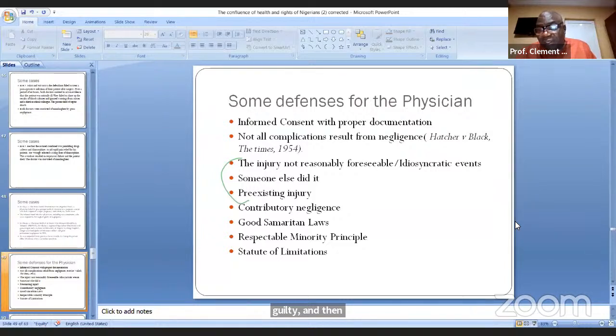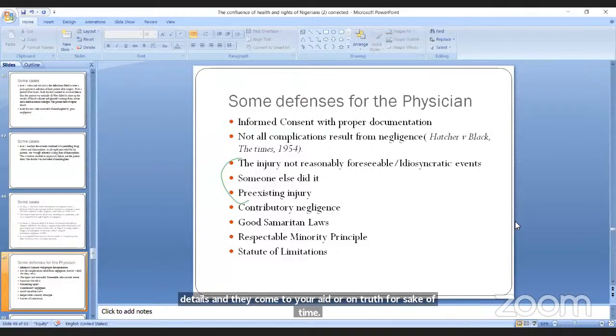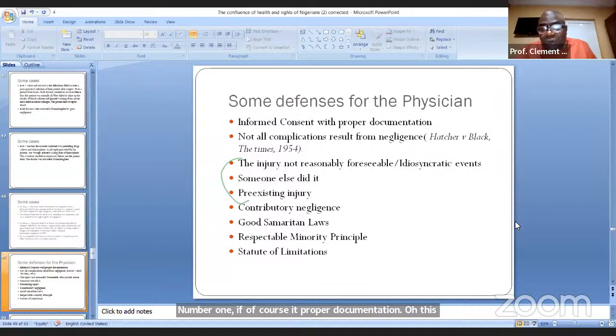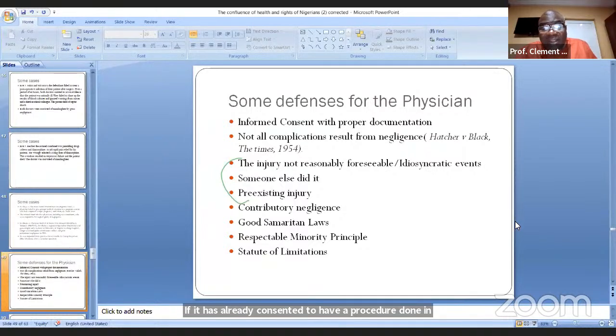And then what are the defenses for a physician? You have defenses if you are taken to court. What are the things that may come to your aid? I'll run through them for the sake of time. Number 1, informed consent, proper documentation. This patient consented to have the procedure. The law will call that volenti non fit injuria. If a patient has already consented to have a procedure done, if there are mistakes and all that, the patient cannot sue you, provided it's not proven that you are negligent.